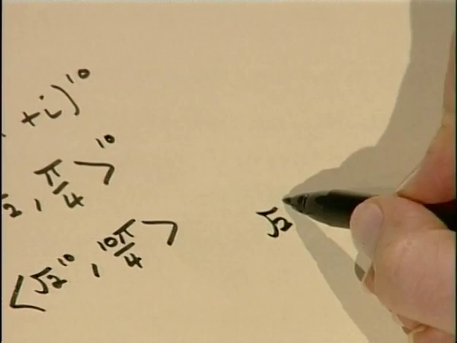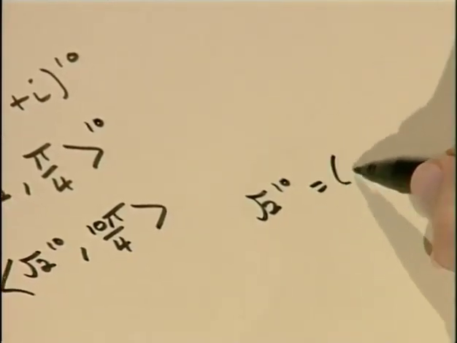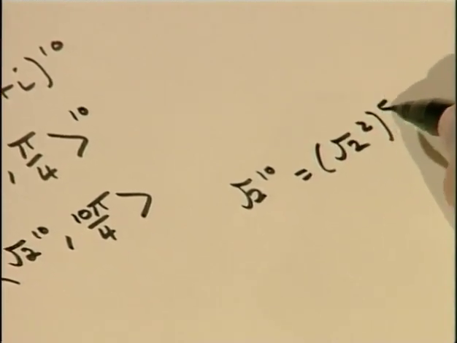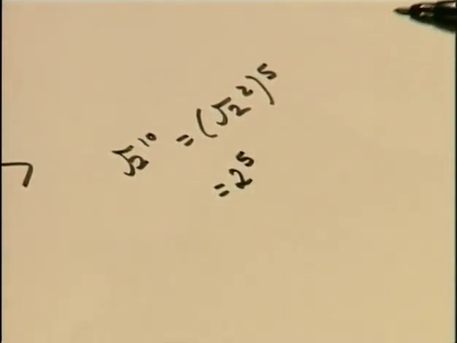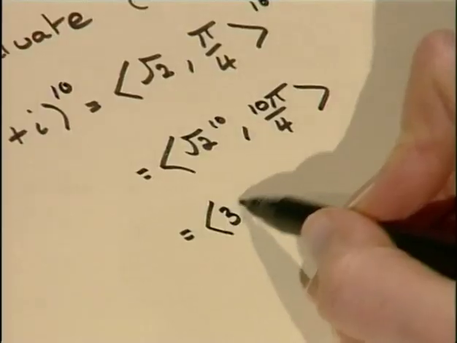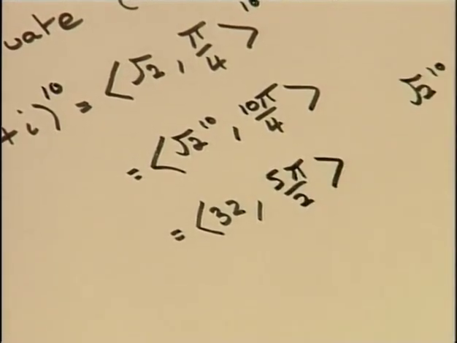Now, can I simplify that any further? Well, let's have a look at the root 2 to the power 10. According to the properties of powers, I can rewrite that as root 2 squared, all raised to the power 5. That does help me, because root 2 squared is just 2. So 2 to the power 5, well, that's 2, 4, 8, 16, 32. So I can rewrite this as 32, and 10 pi by 4, I can see straight away, is 5 pi over 2.